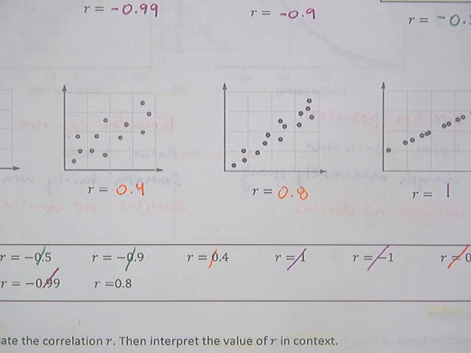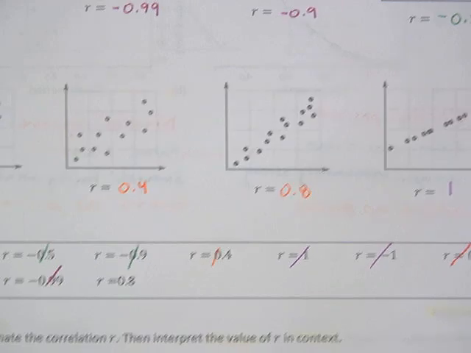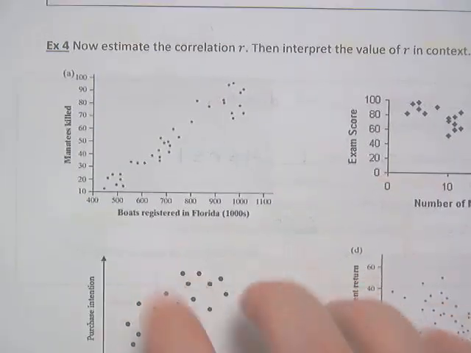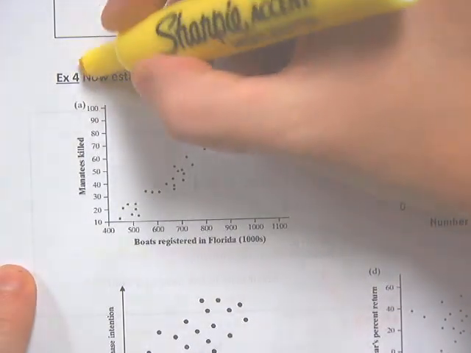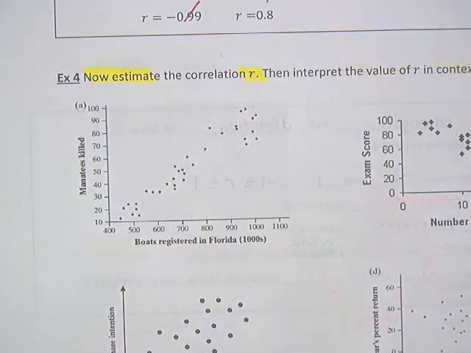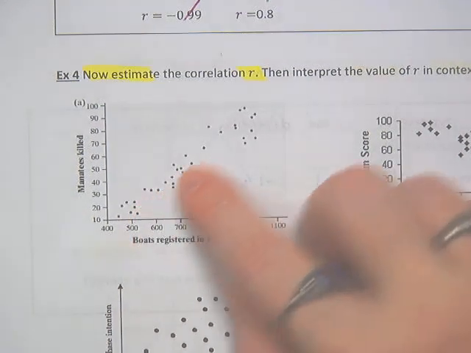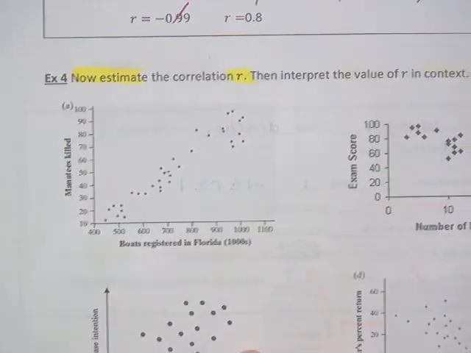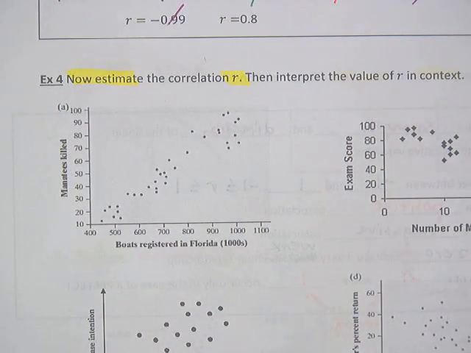What we're going to do now in the last four is we're just going to estimate. We're just going to pull it out of thin air. But we know the rules. If it says to estimate R, we know we have to be choosing numbers between -1 and 1. We know we have to use our eyes to determine if it's positive or negative, and then we also have to use our eyes to decide if it's strong or weak.